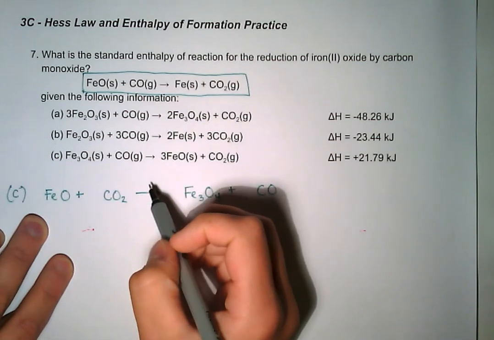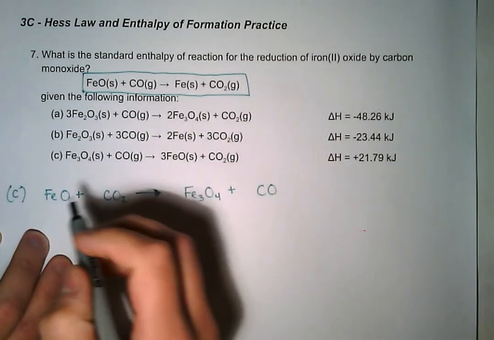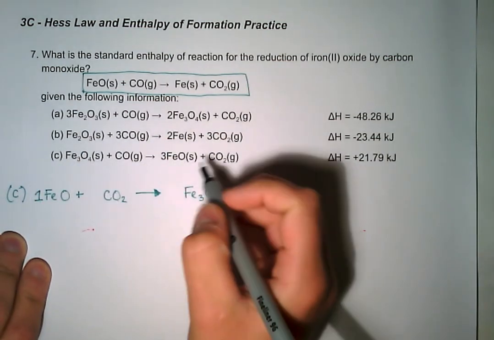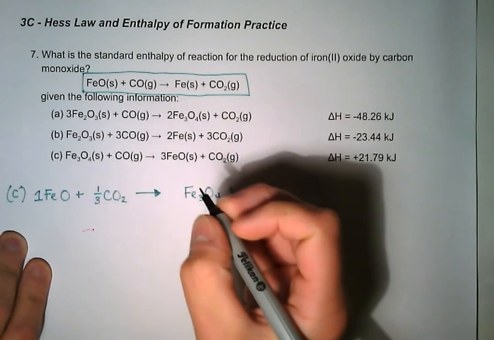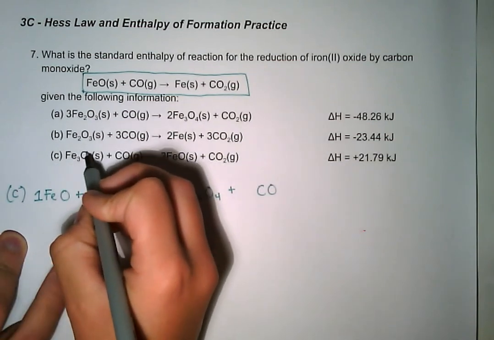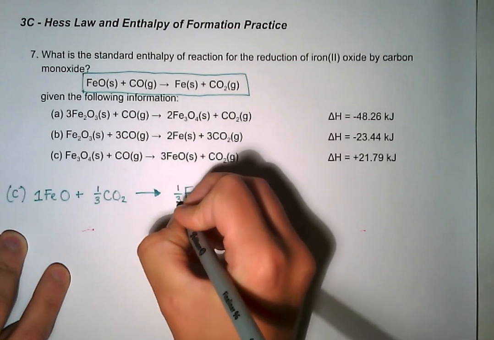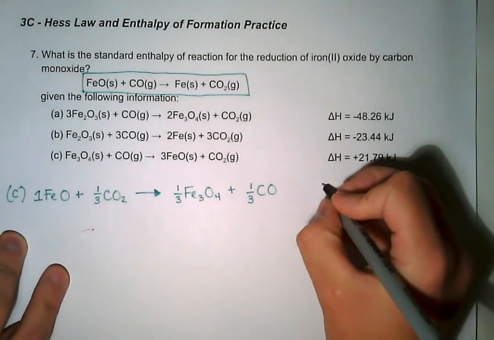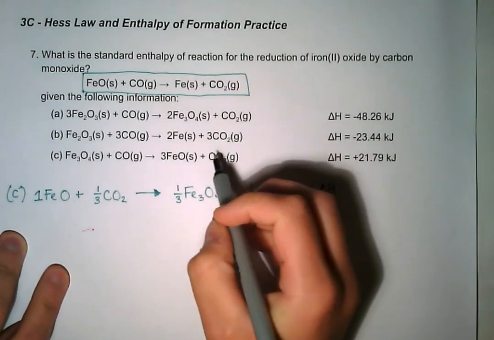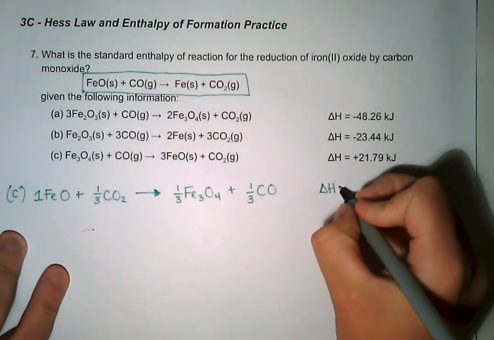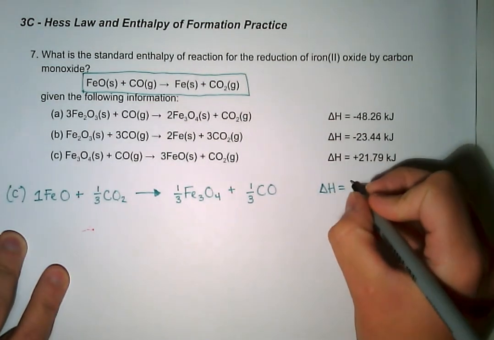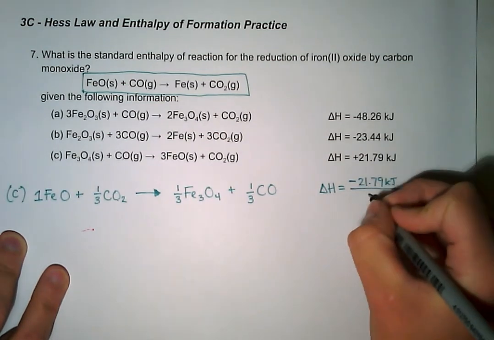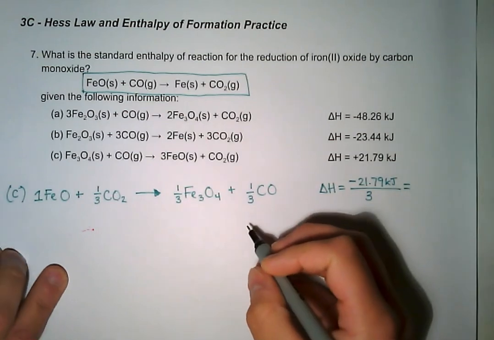Now I need to divide everything by 3. So instead of 3 FeOs, I'm now just going to have 1 FeO. Instead of 1 carbon dioxide, I'm now going to have 1/3 of a carbon dioxide. Instead of 1 Fe3O4, I'm going to have 1/3 of that. Instead of 1 CO2, I will also have 1/3 of that. And now my delta H values, since I flipped the equation and divided by 3, I need to do the same thing to delta H. I'm going to change the sign to a negative sign, negative 21.79 kilojoules, and I'm going to divide by 3. And so that'll give me a new delta H value.